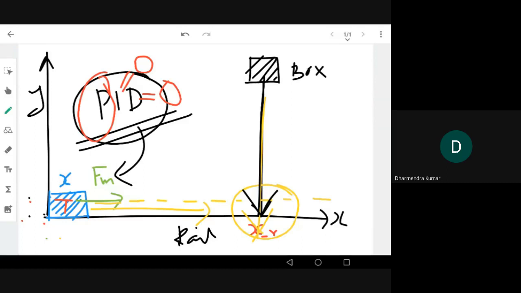Okay, so I think this problem statement is at least clear to all of you. If it is not clear, I can explain again. Or are there any doubts? You can ask me.